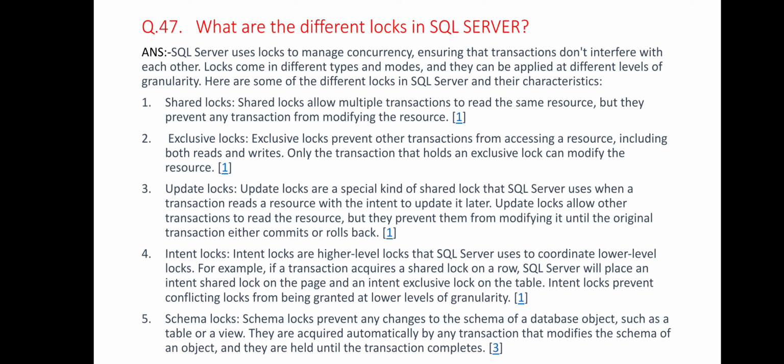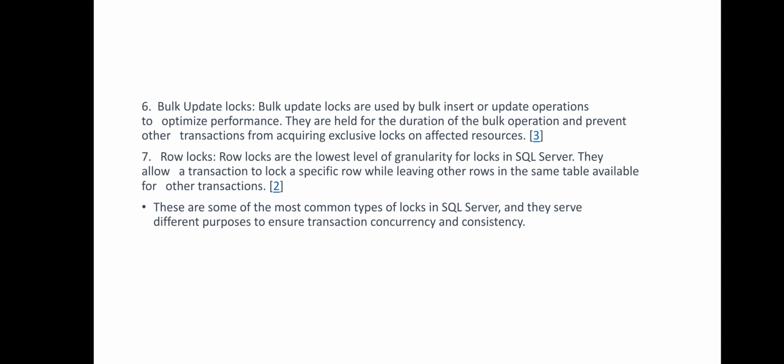Schema locks. Schema locks prevent any changes to the schema of a database object such as a table or a view. They are acquired automatically by any transaction that modifies the schema of an object, and they are held until the transaction completes. Bulk update locks. Bulk update locks are used by bulk insert or update operations to optimize performance. They are held for the duration of the bulk operation and prevent other transactions from acquiring exclusive locks on affected resources.